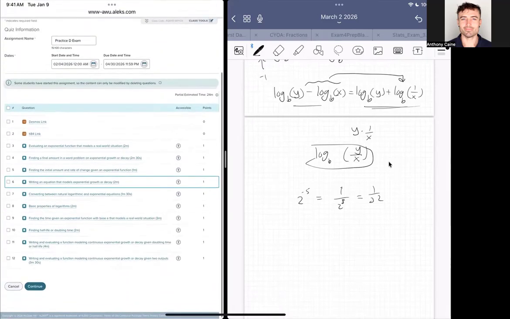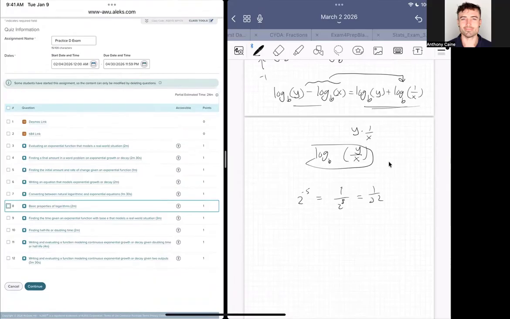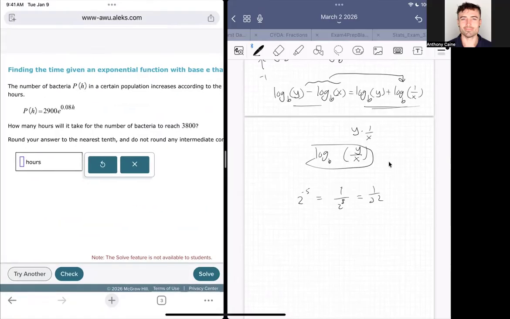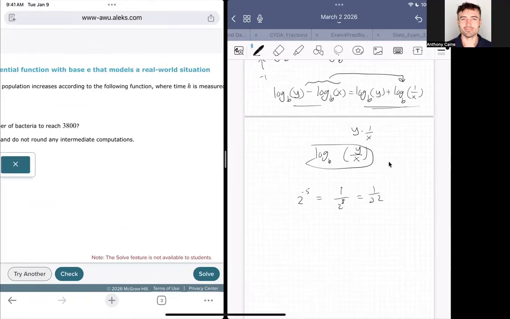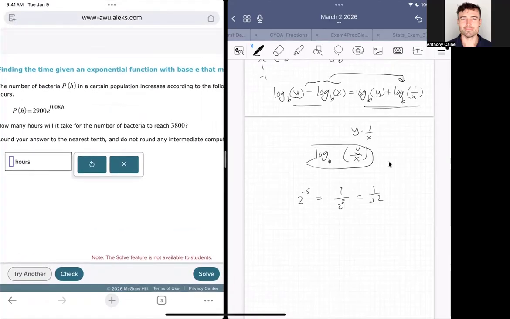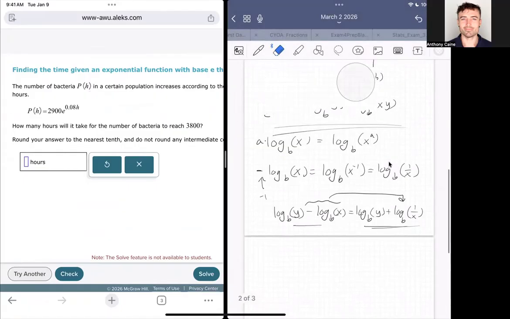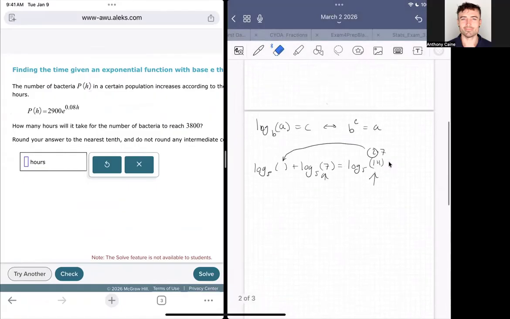That is one question of all these practice questions, and it sort of stands out. This is sort of like the pure math side, and then all the others are sort of modeling and applied type stuff. So let's take a peek at this type of question. The number of bacteria in a certain population increases according to the following function, where H is measured in hours. Okay, fine. How many hours will it take for the number of bacteria to reach 3,800? All right, let's get ourselves more room.